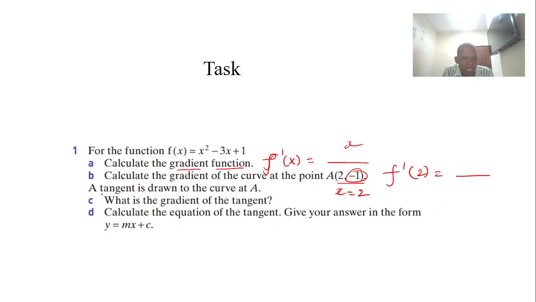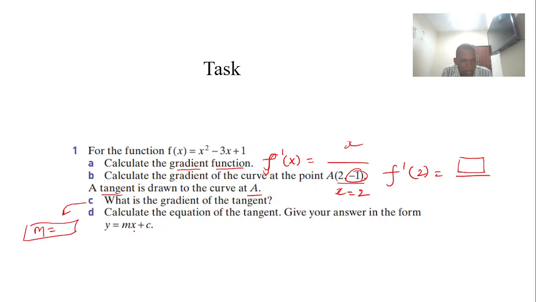Then now we have a tangent is drawn to the curve at point A. What is the gradient of the tangent? So now the gradient of the tangent is also the same as what you got here, okay? Because the gradient of a tangent at a point is the same as the gradient of the curve at that same point, okay? So whatever you got here is your m.